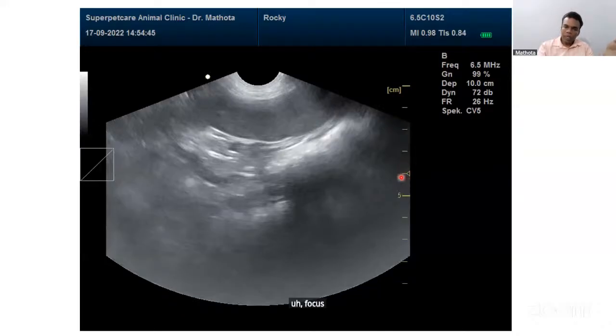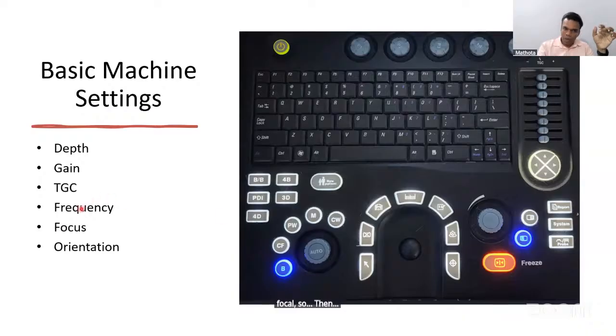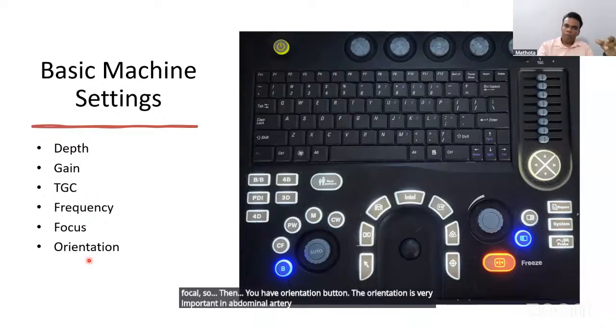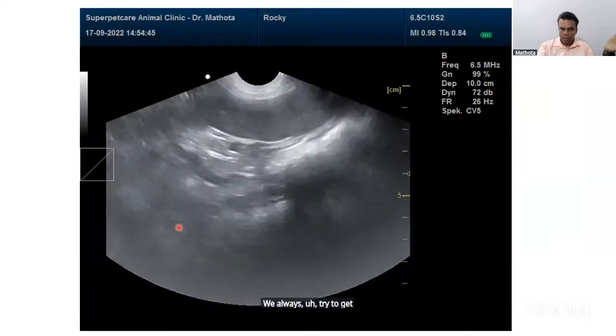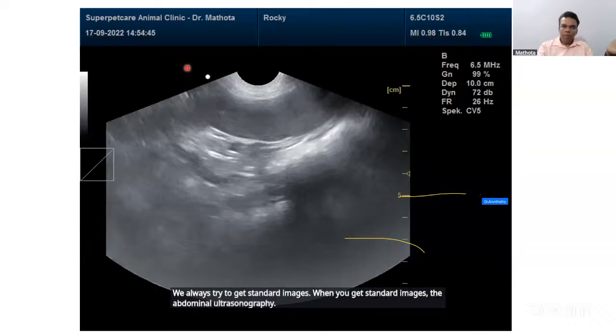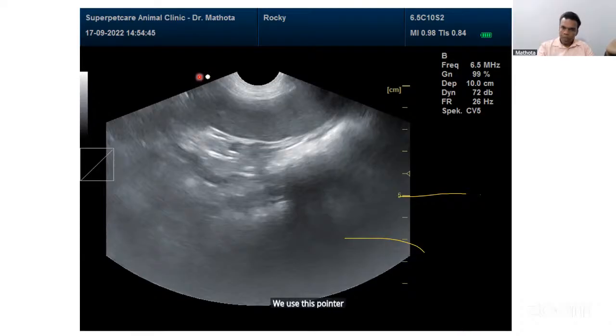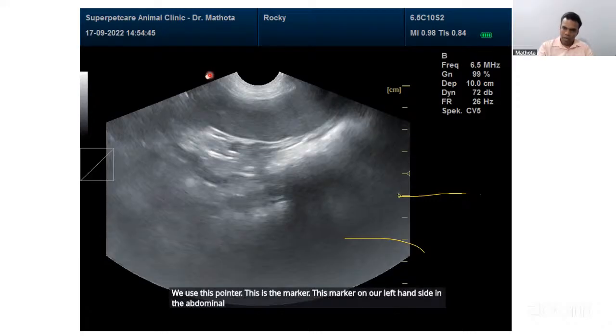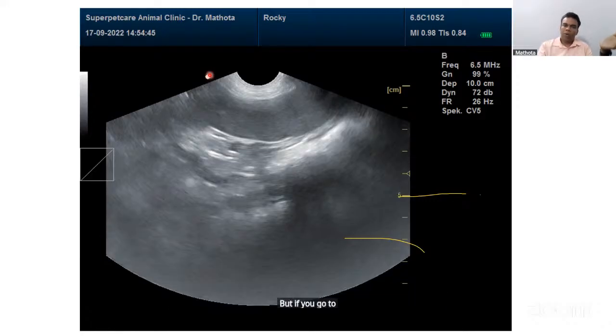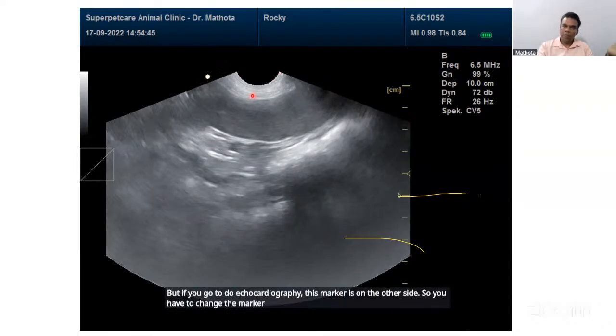So you will get maximum resolution with this focal zone. Then you have the orientation button. The orientation is very important in abdominal ultrasound because we always try to get standard images. In abdominal ultrasonography, we use this pointer, this marker, on our left-hand side. But if you go to do echocardiography, this marker is on the other side. So we have to change the marker, and to change the marker, we have the orientation button.